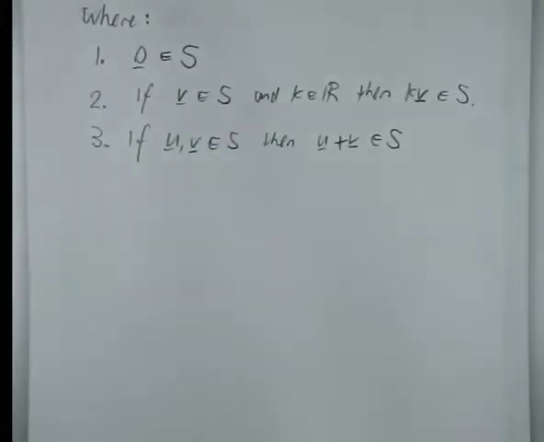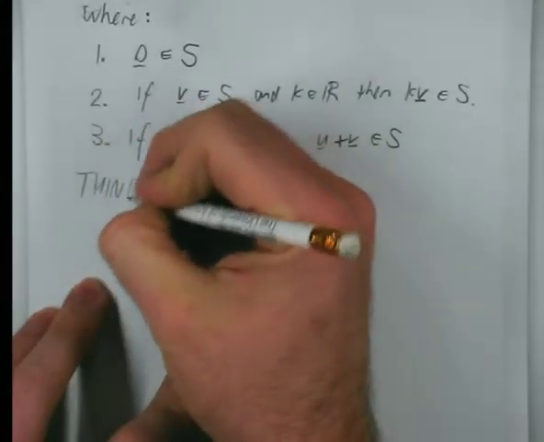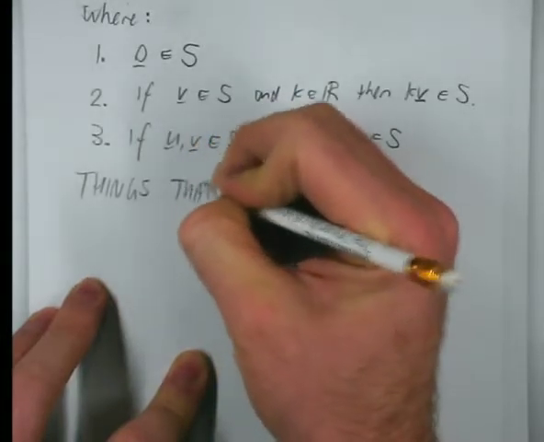Okay, that's the definition. I'm not going to talk about that until I've done lots of examples of a list of things that are and things that aren't. So, things that are.